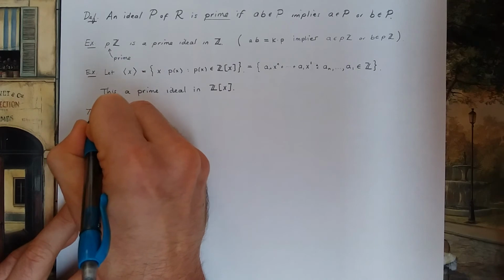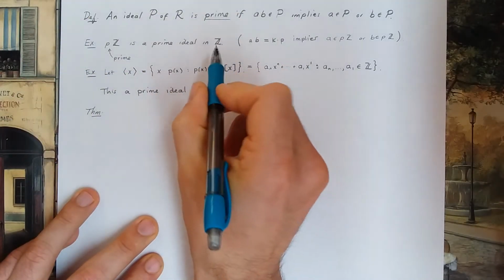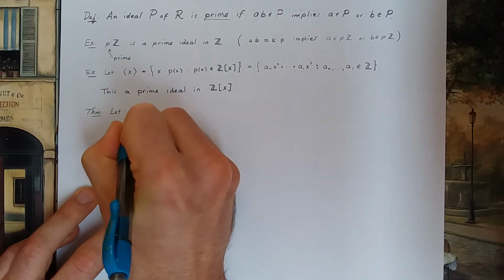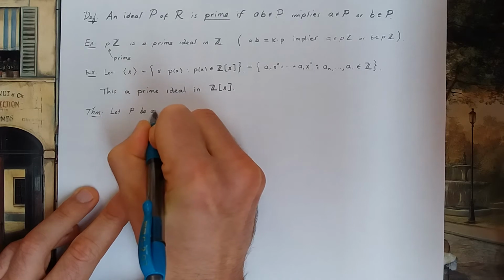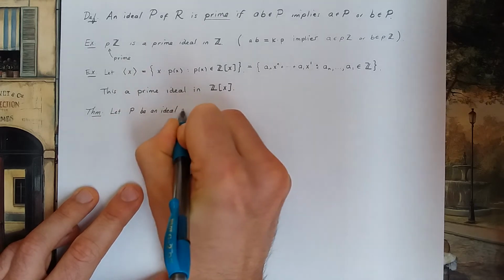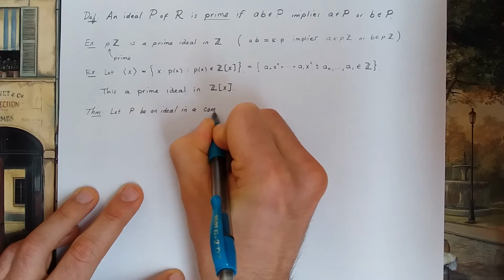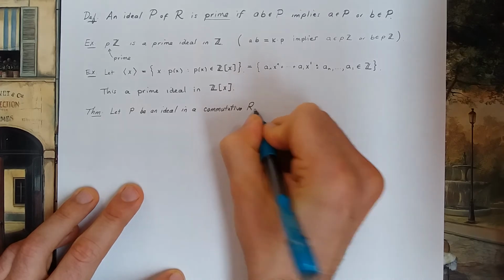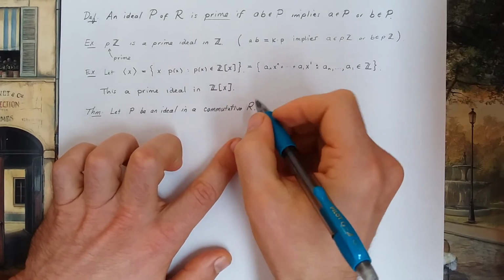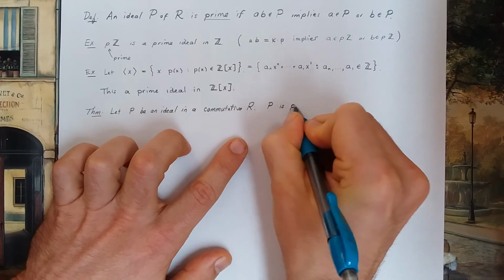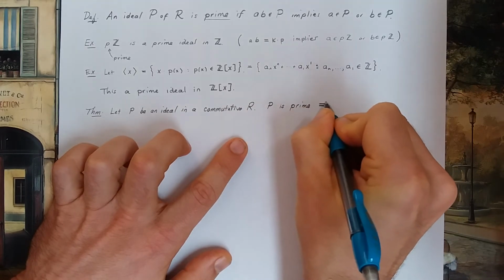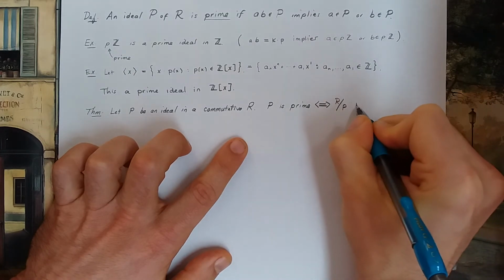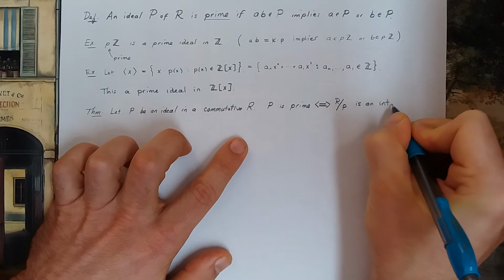Okay, so here's the theorem. Here's the theorem concerning prime ideals. So let P be an ideal in a commutative ring R. Then P is prime if and only if the factor ring R mod P is an integral domain.